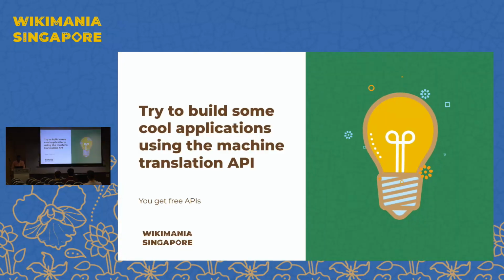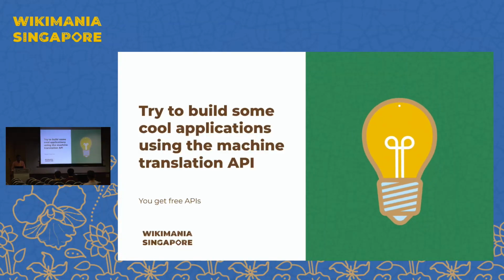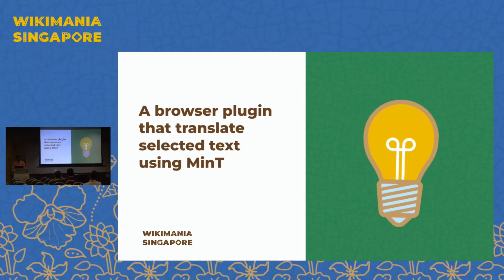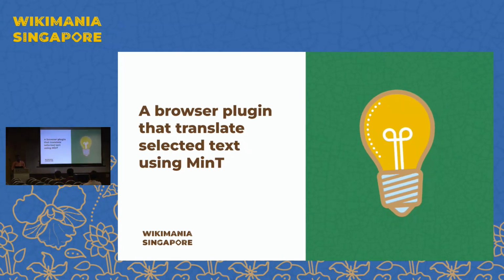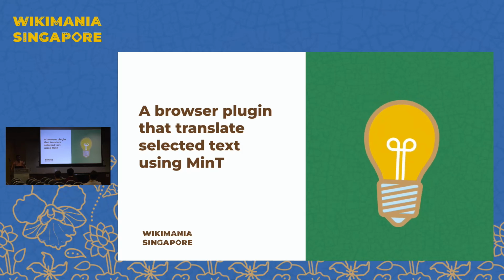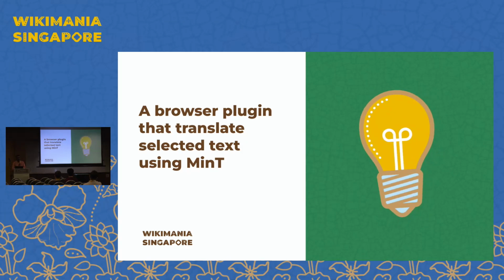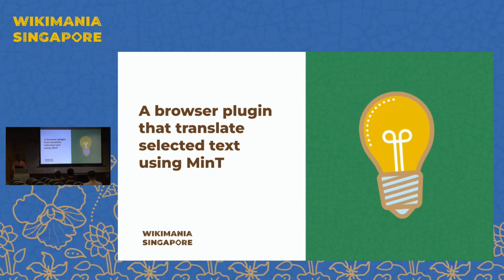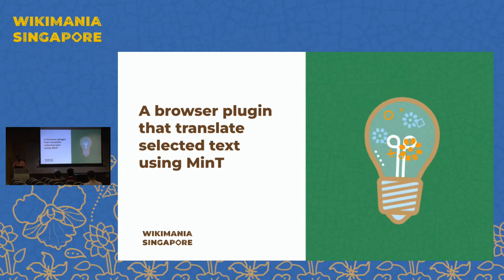So try to build some cool applications using this machine translation API. And secondly, I'm just giving some ideas that you can try out. So it's like a browser plugin, for example. These are just examples. I'm not saying that you should build this one. I'm just throwing out some ideas that will inspire you to think about some related ideas or some other ideas.